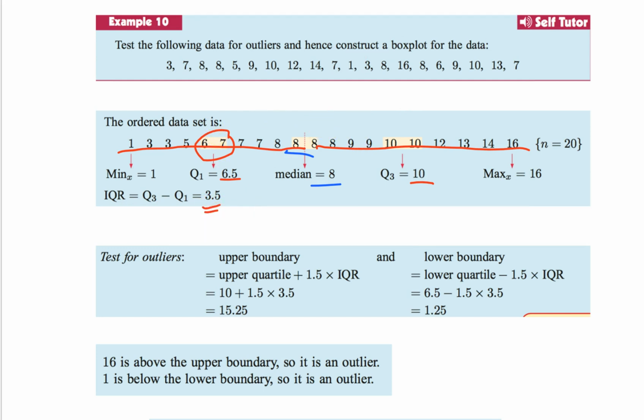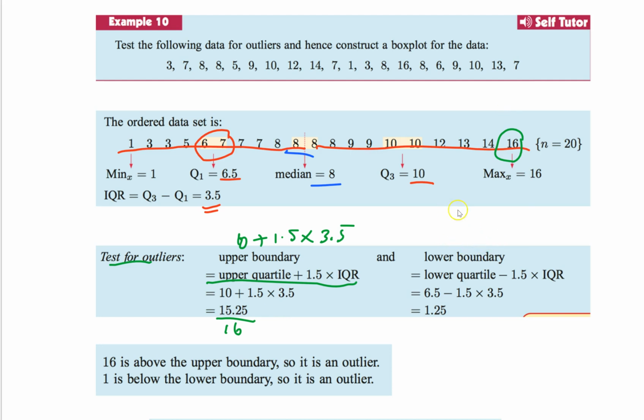Now if you want to see if anything's an outlier, you just have to test it. Now there's a couple of possibilities, right? 1 might be too small, 16 might be too big. So let's test it. Let's use our formula. So you've got to find the boundary. So upper boundary: upper quartile, which we found out was 10, plus 1.5 times the IQR, which we figured out was 3.5. And they get 15.25. So now remember, if anything's past that, it's an outlier. And look at 16. Too big. 16's an outlier.